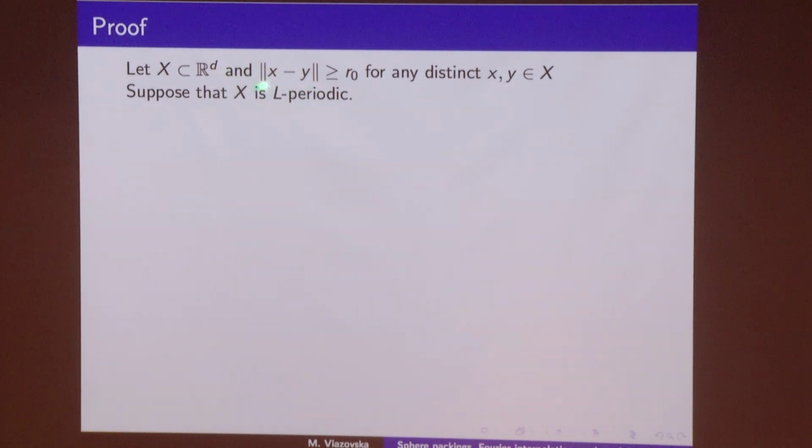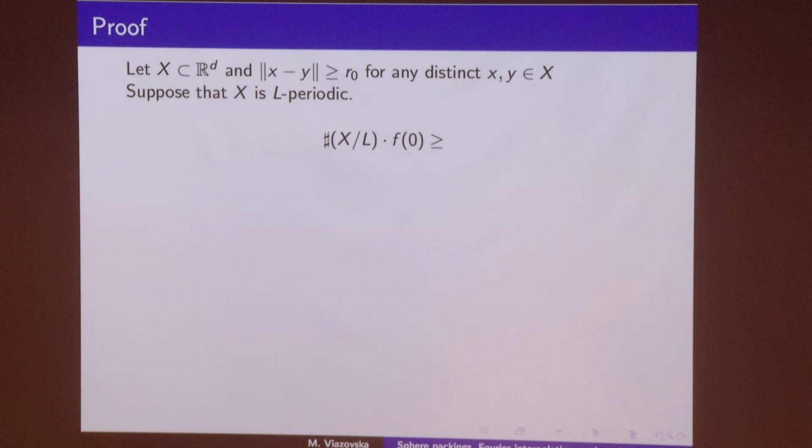So we will think that there is some lattice L, and this lattice can be very big, and such that our configuration is periodic with respect to this lattice. So this will give us, if we want to compute the density of our sphere packing with centers at the set X and radius r0 divided by 2, then it is essentially the same as estimating this number, the number of centers of this set modulo the action of the lattice L.